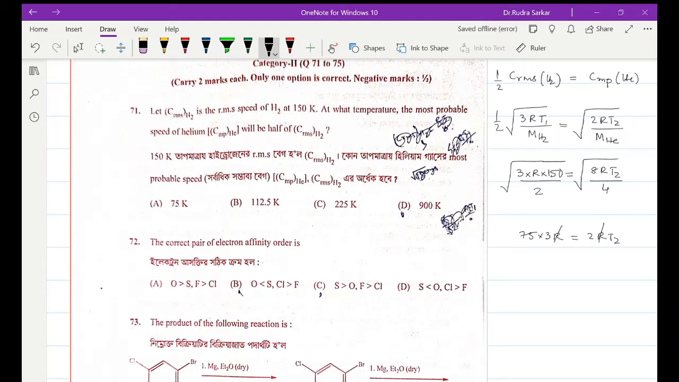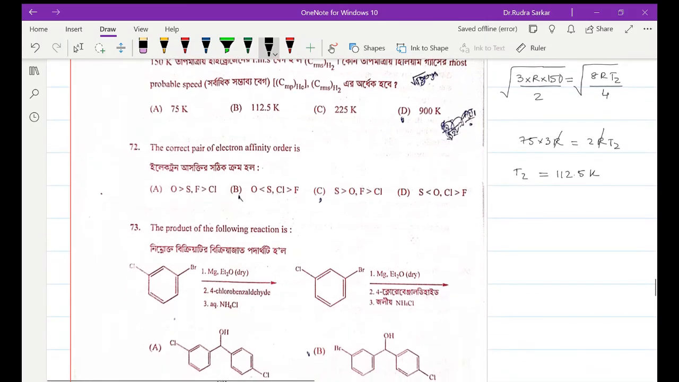So let's calculate. This is like 75 into 3 divided by 2. So that is going to come out to be 112.5 Kelvin. Our answer over here is going to be this one.